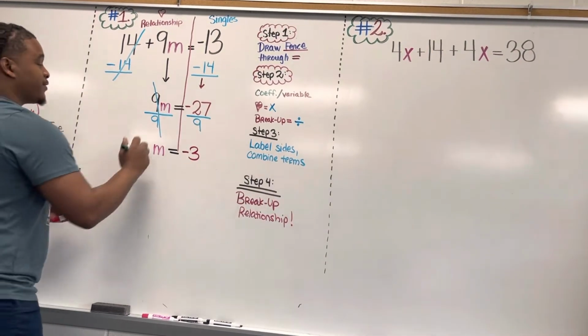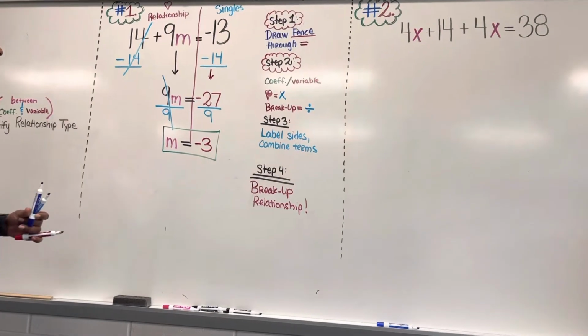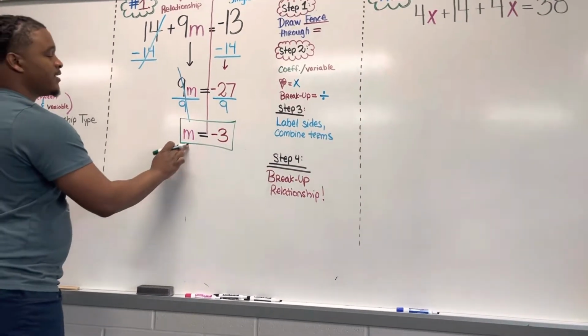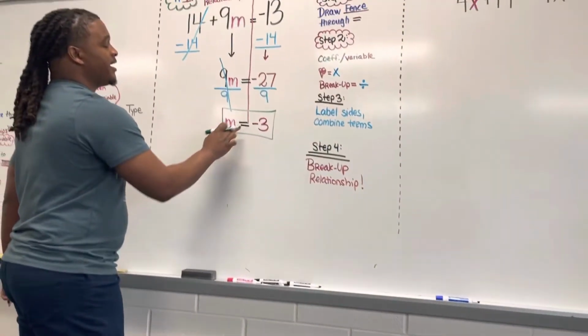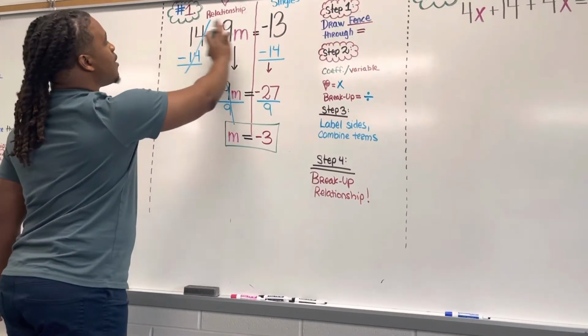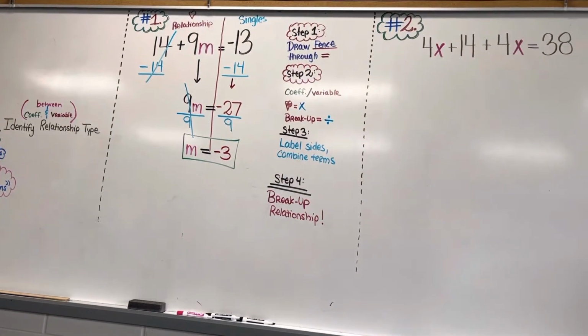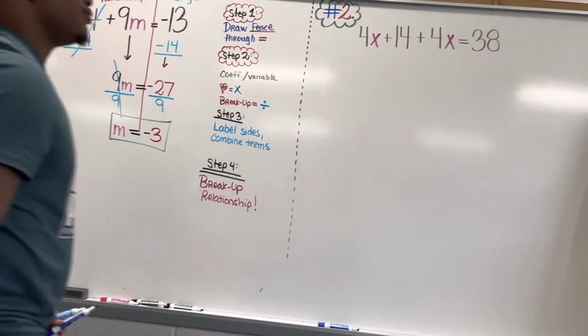So after M broke up with 9, M found its true value in itself, right? Let's just say that. So the true value of M is negative 3. And of course, if we plug in negative 3 as M into this equation, it will all equal 13, okay? So that's how we do that one. Let's go on ahead and go to number 2.